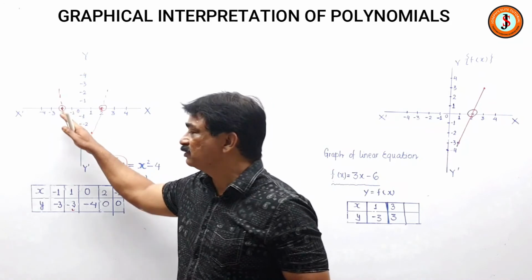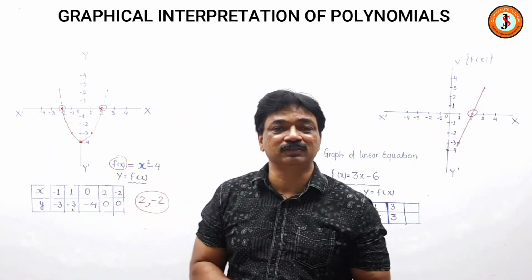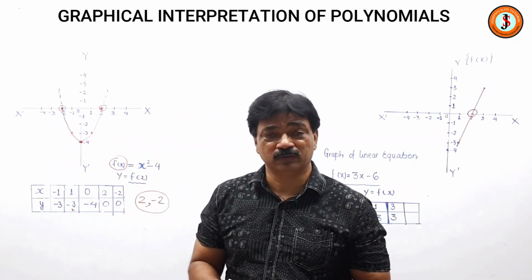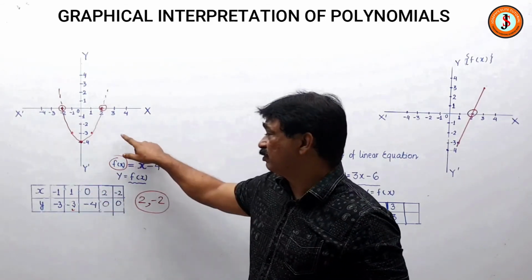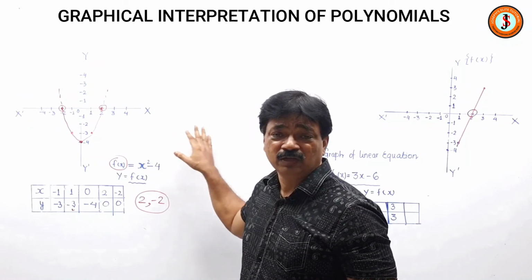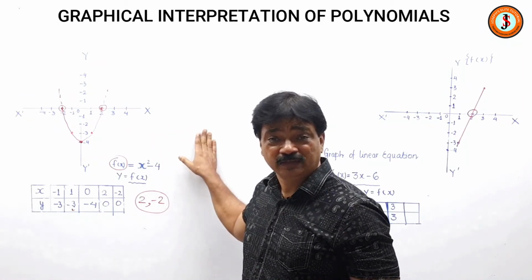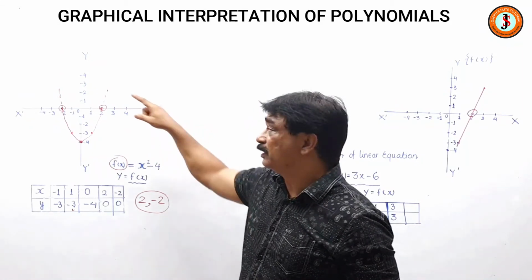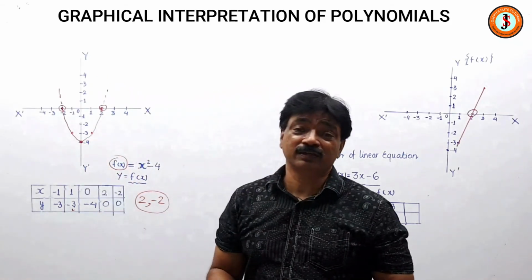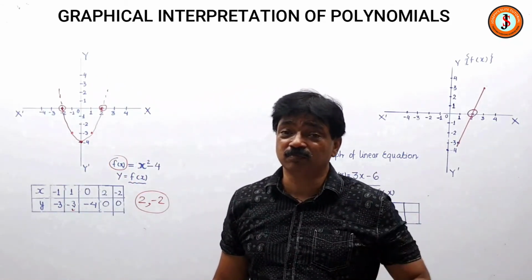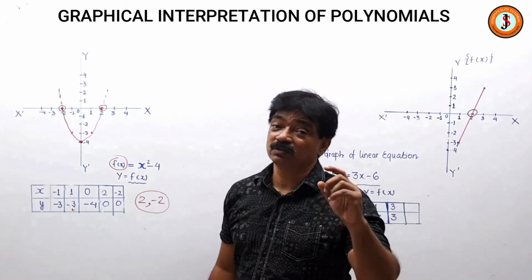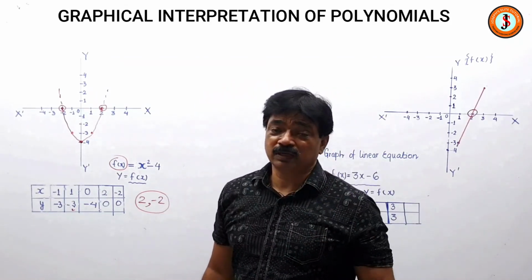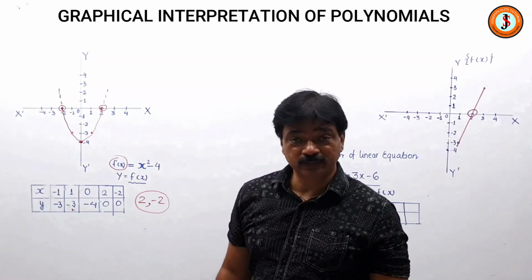So the number of places where it will intersect the x-axis will give the number of zeros. Alright? If it was a function of y, suppose I give 3y square minus 9, then the number of places it will intersect the y-axis will give the number of zeros. Now y square means a quadratic polynomial, so it will intersect the y-axis at a maximum of 2 places. Alright, did you understand?